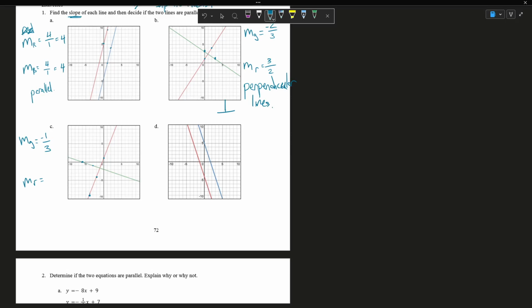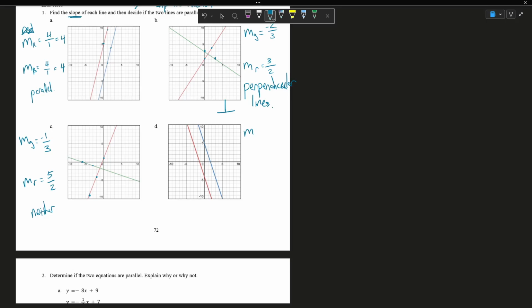So that's down. So that's up 5 over 2. 5 over 2. And these are not the same. So one's negative, one's positive, but 1/3 doesn't flip to become 5 over 2. So these are neither.